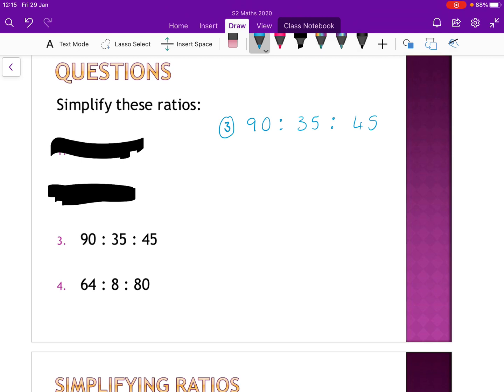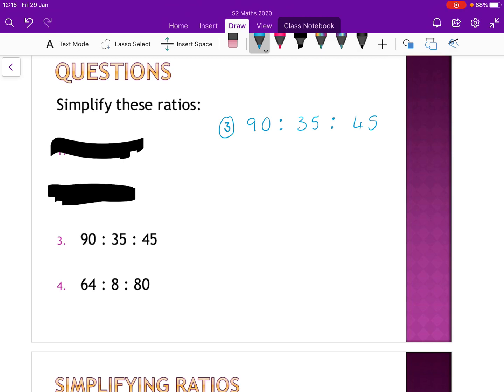And this time I want to simplify. So just like with fractions and the ratio so far, you must divide all of them by the same number. Okay, you can't just pick two numbers, divide them by a number, and then change the number for the last one. They all have to be the same number.